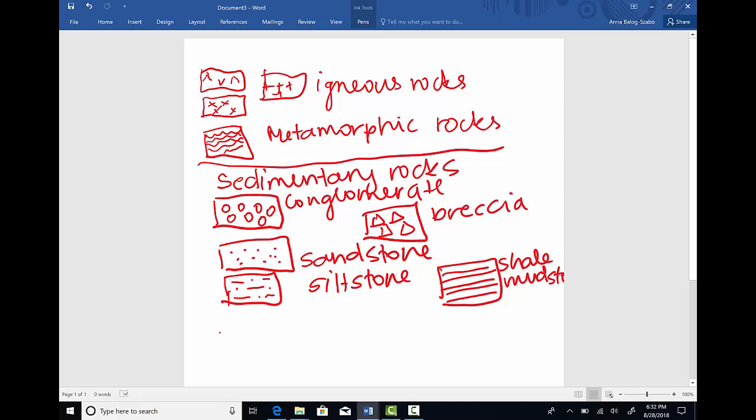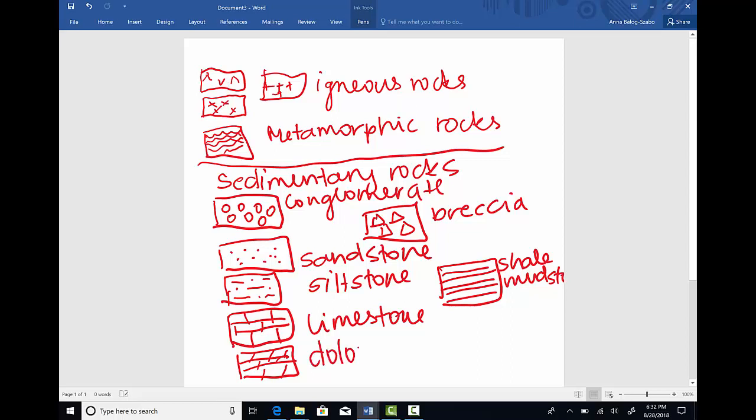And then the carbonates, like the limestone, will look like this. So that's limestone. And the dolomite is similar. So that's dolomite. If I remember another type of rock, then I will just show it to you later. So let's go back to the lab.